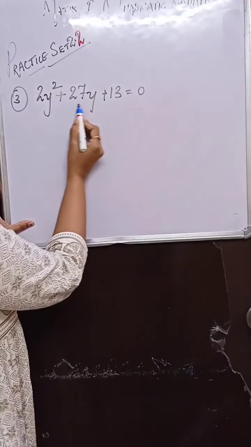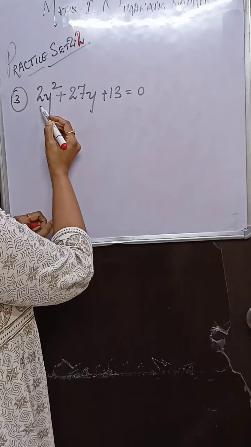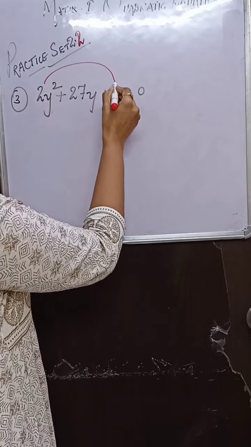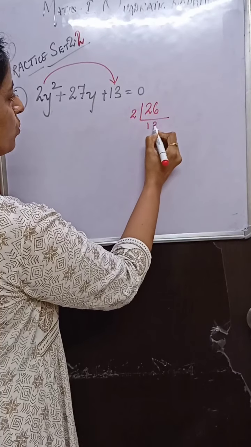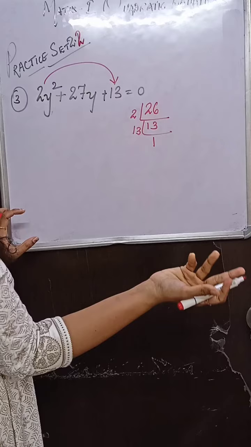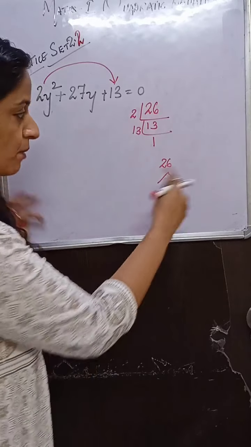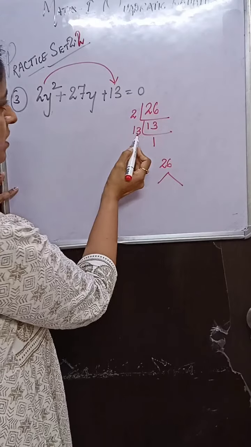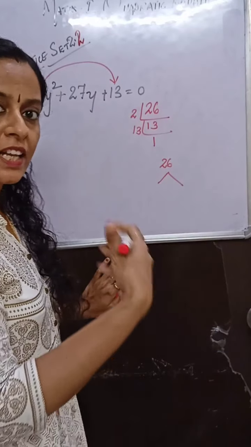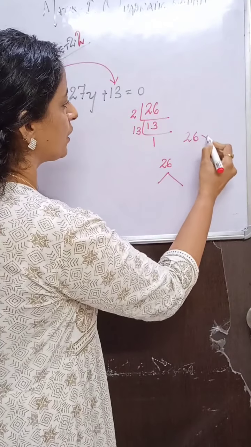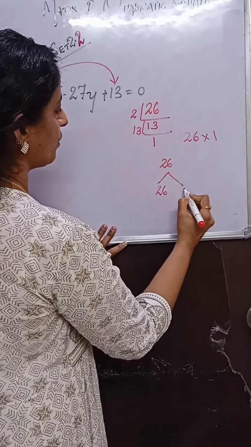Number 3. 2y square plus 27y plus 13 equal to 0. What we will do here, as you can see, you have a coefficient, this 2 multiplied by 13. 2 into 13 will give you 26. Factorize 26. 2 thirteens are, 2 ones are, and 13 twos are. Okay. So here you want two numbers. When you multiply you should get 26 and when you add or subtract you should get 27. Which are the numbers? 13 and 2 will definitely not come. 13 plus 2 is 15 and 13 minus 2 is 11. So we will think about another option. That is, we know that 26 into 1 is 26 and 26 plus 1 will give you 27. So the correct numbers are 26 and 1.